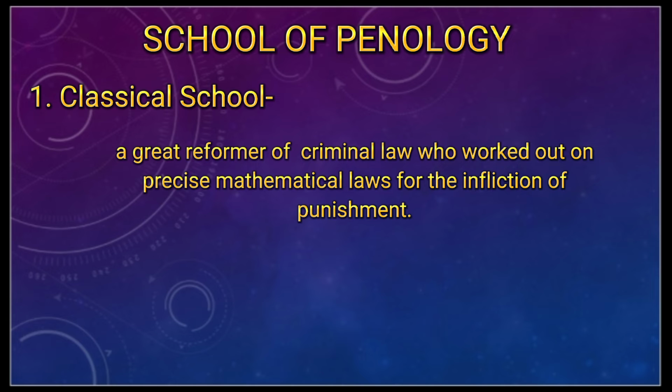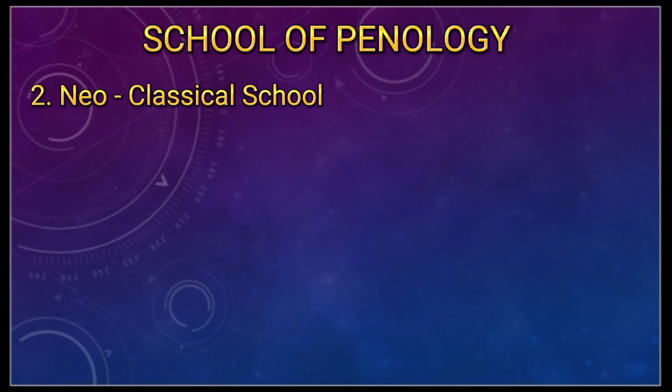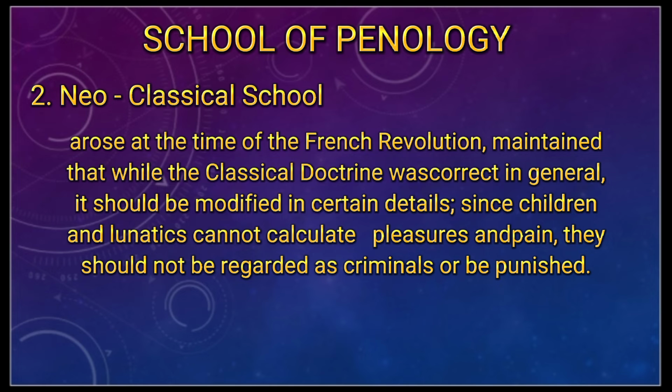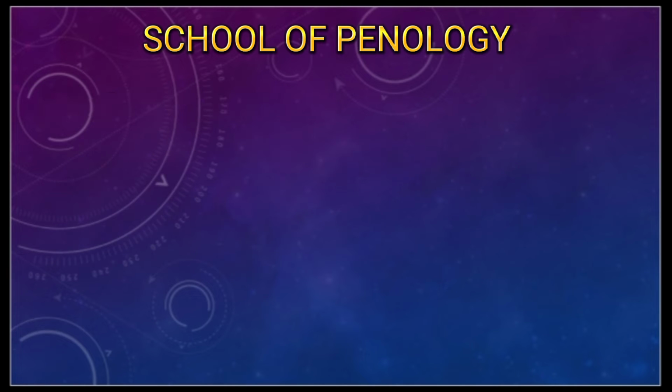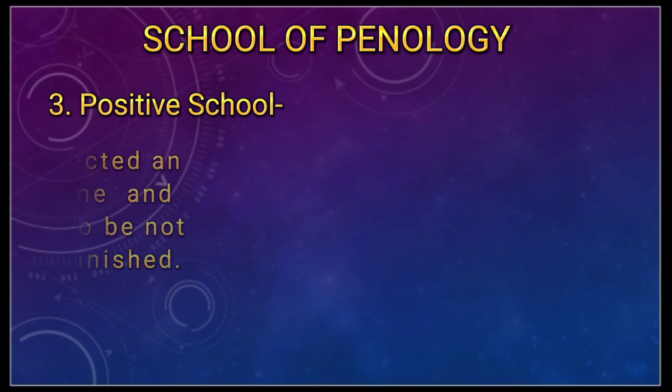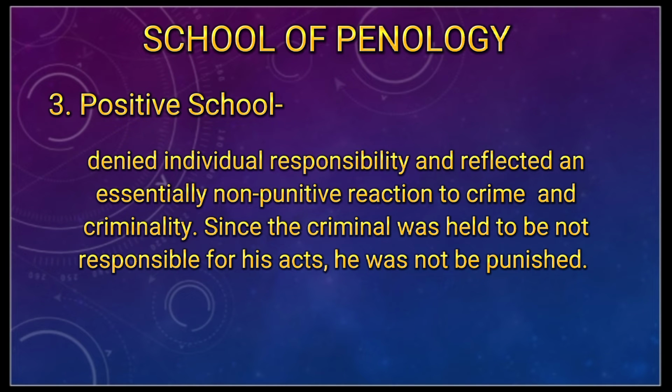2. Neoclassical school arose at the time of the French Revolution, maintained that while the classical doctrine was correct in general, it should be modified in certain details. Since children and lunatics cannot calculate pleasures and pain, they should not be regarded as criminals or be punished. 3. Positive school denied individual responsibility and reflected an essentially non-punitive reaction to crime and criminality. Since the criminal was held to be not responsible for his acts, he was not to be punished.